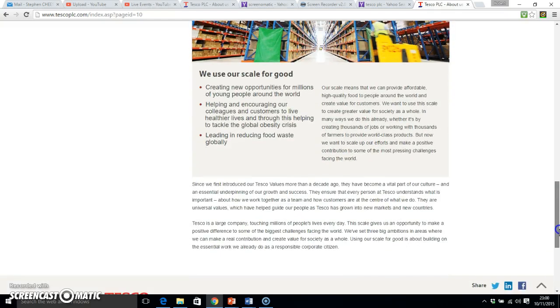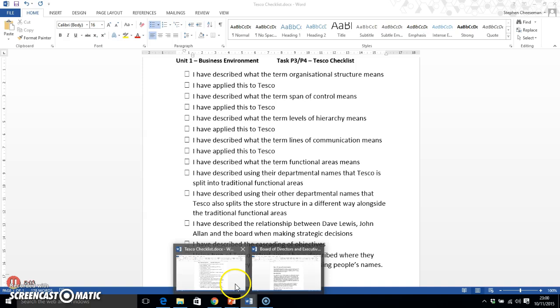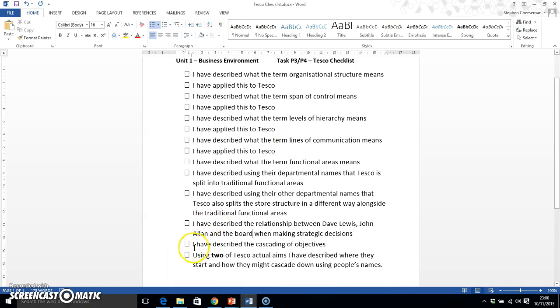You need to have a bit of a read of these to get your head around what they mean. But let's have a think about trying to put one of these in practice. The checklist asks you to talk about cascading objectives, covered quite well in the textbook, and then using 2 of Tesco's actual aims, describe where they start and how they might cascade down.